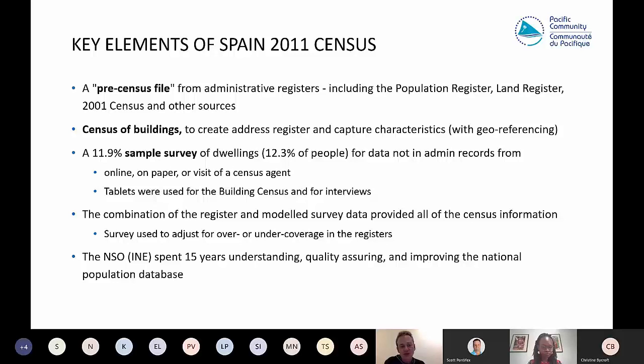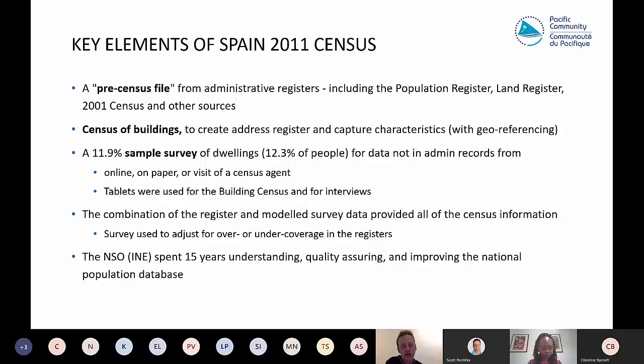They too had a sample survey. It was about 12%, and that captured information about variables that were not available from the registers themselves. It was available online, and for the census collectors that had to knock on people's doors, etc., they used tablets as well, as we used for the building census. So the Statistics Office combined the registers and the sample.